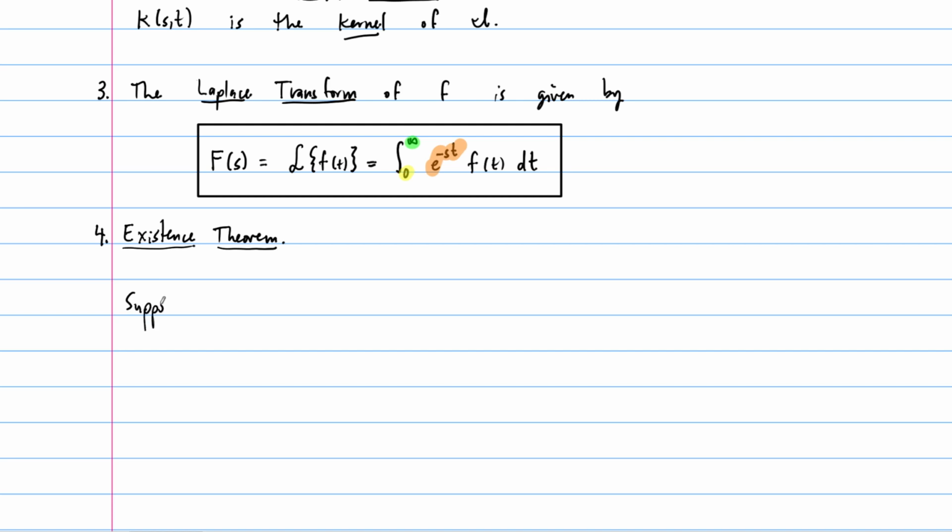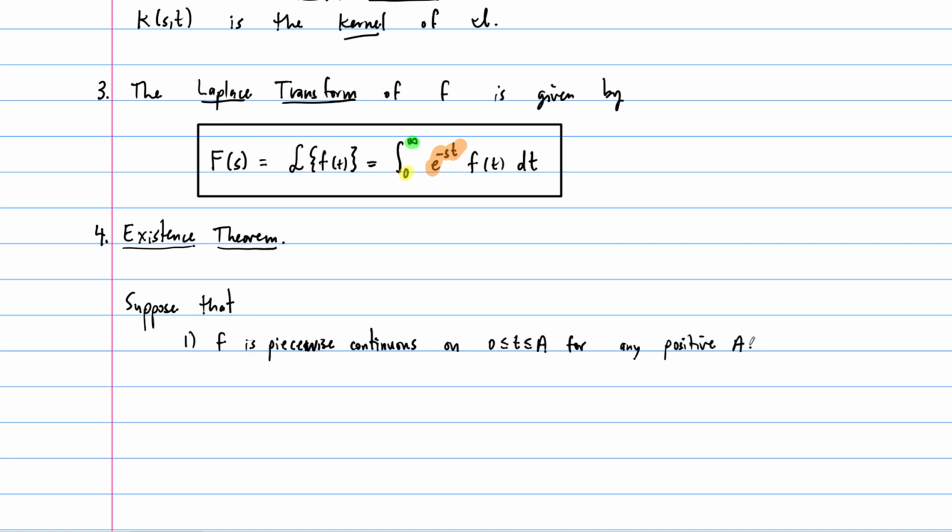It says, suppose that we have two properties here. So number one, that f is a piecewise continuous function. So that means that it doesn't even have to be continuous. But that the points of discontinuity are just single points that are jumps or holes only, right? So f is a piecewise continuous function on an interval from 0 to a for every positive a, or for any positive a.